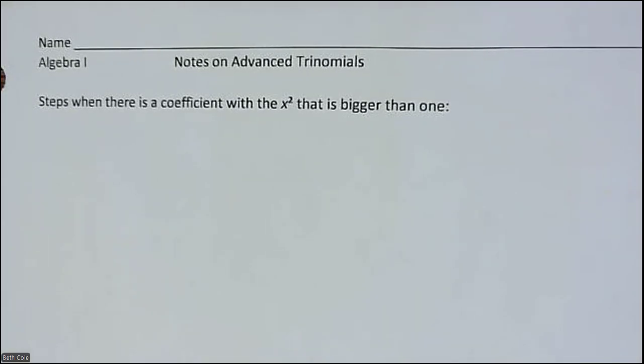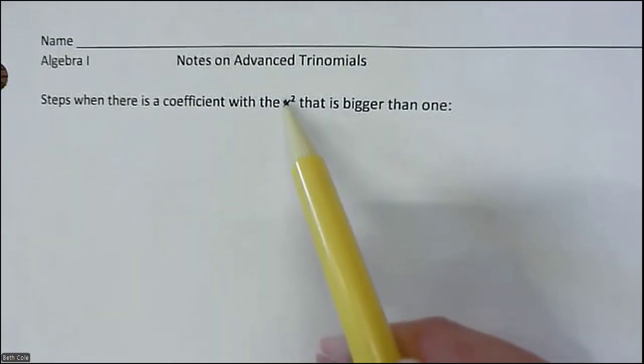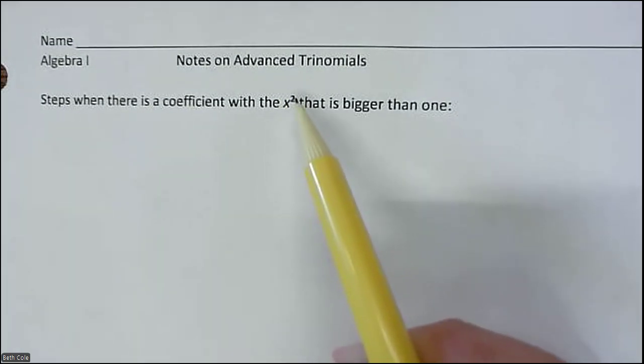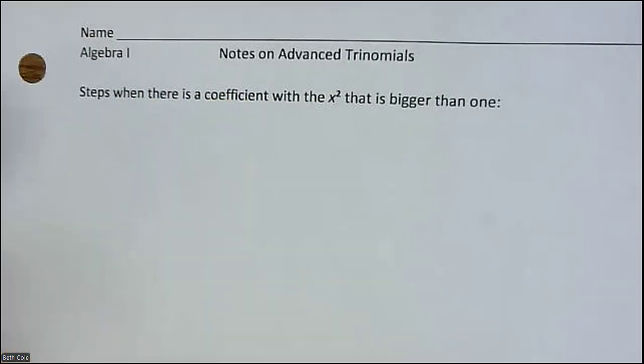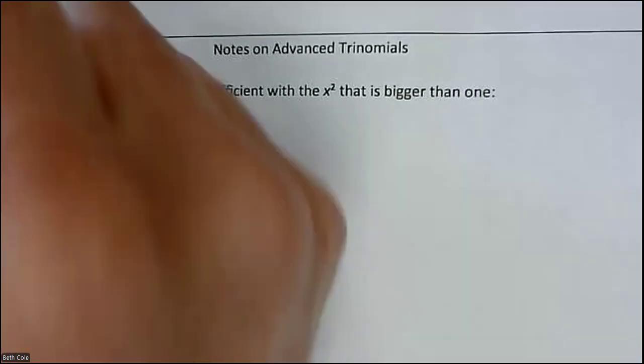So now we are going to do trinomials just like in the maze that you did. But if you have a number in front of the x squared, there's a little bit of a different process. Okay, so here are your steps. I'm going to write a step and then we'll practice it in a problem. And I'll write the next step and we'll practice it in a problem.